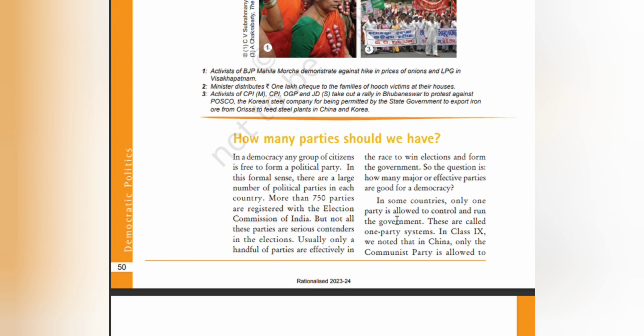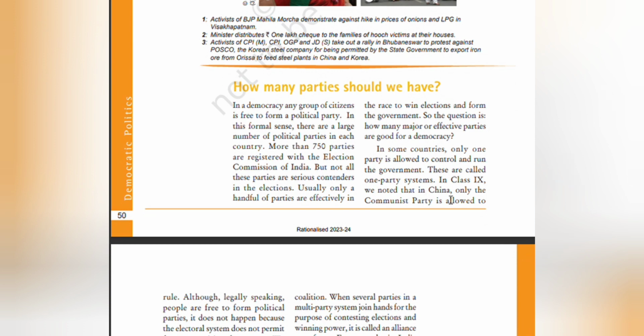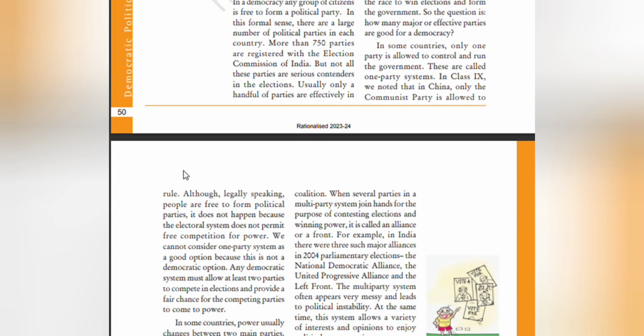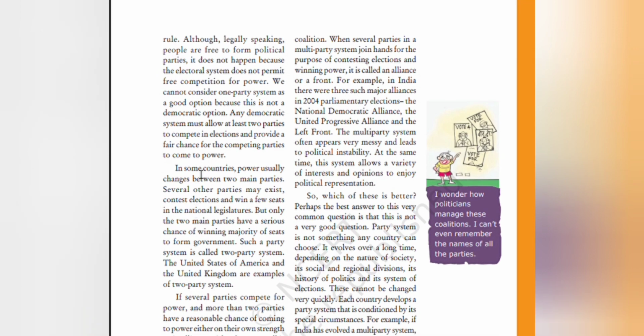In some countries, only one party is allowed to control and run the government. These are called one-party systems. In class 9, we noted that in China, only the Communist Party is allowed to rule. Although legally speaking, people are free to form political parties, it does not happen because the electoral system does not permit free competition for power. We cannot consider the one-party system as a good option because this is not a democratic option. Any democratic system must allow at least two parties to compete in elections and provide a fair chance for the competing parties to come to power.